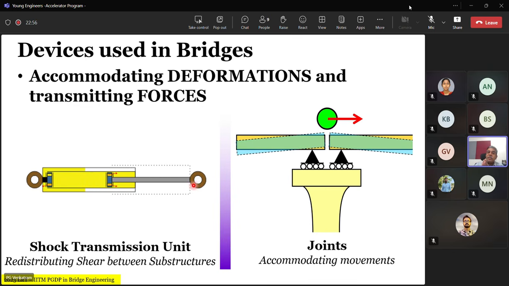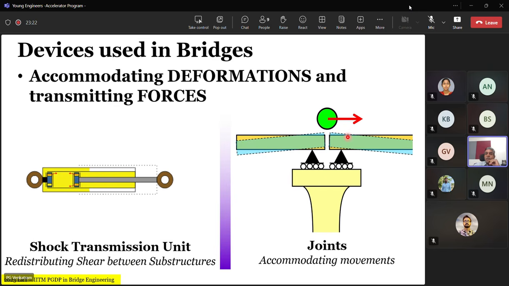Shock absorbers reduce the impact of the shock on the human body riding a motorcycle or a car or a truck or a bus, whereas a shock transmission unit actually transmits the shock from one object to the other. So please don't confuse the two, but they are in principle opposite of each other. Okay. So shock transmission units redistribute shear between substructures. That's the primary aim. Okay.